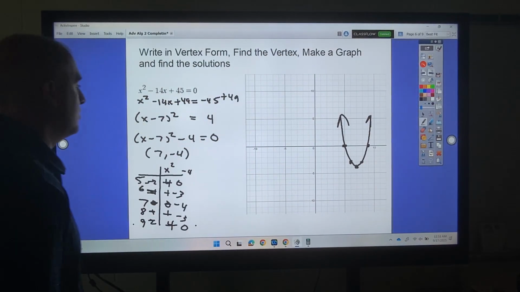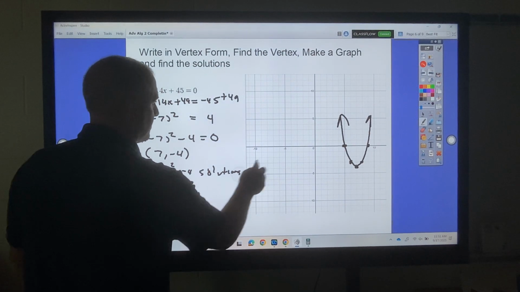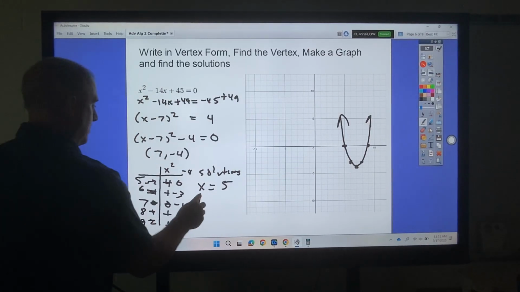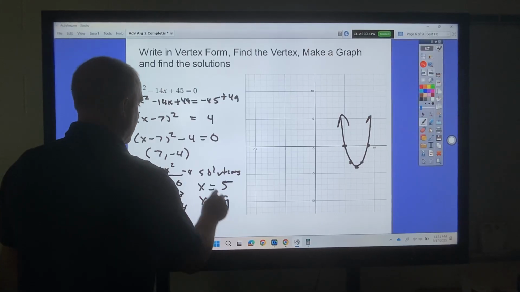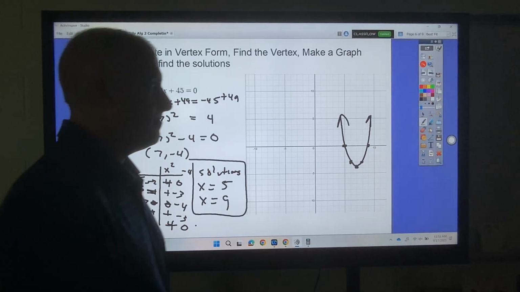Okay, so what are my solutions? Okay, my solutions are where it crosses the x-axis. I got a solution there at 5. You can even see it in the table. And I got a solution here at 9. So those are my solutions to this problem. Okay? All right.